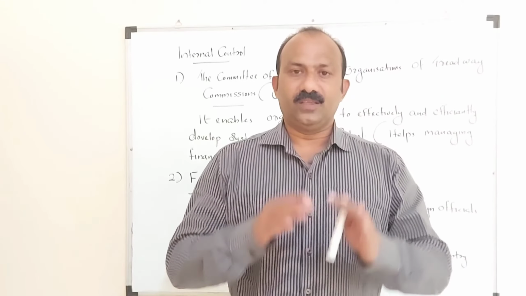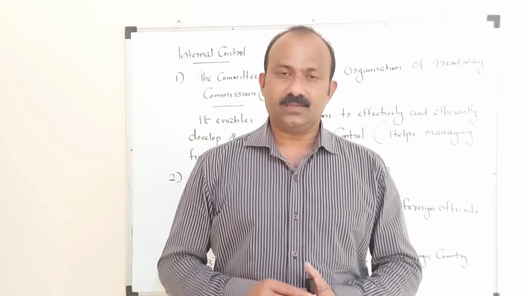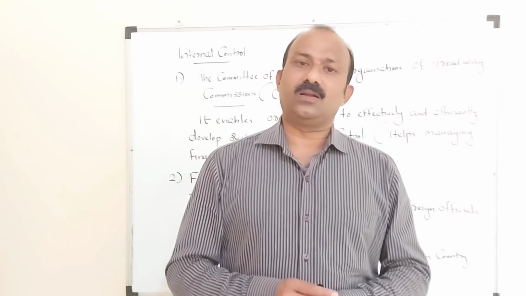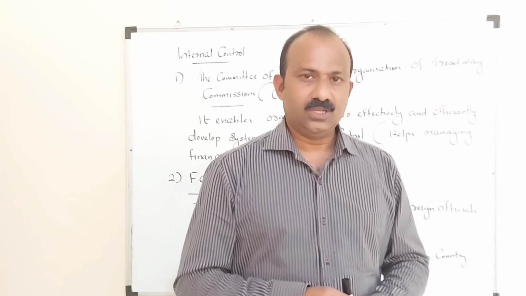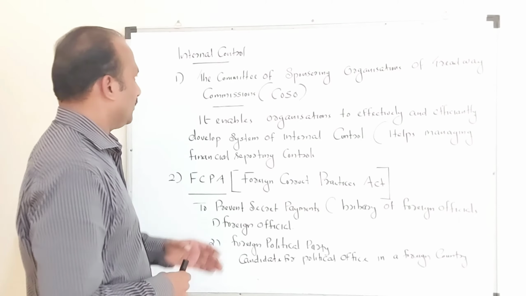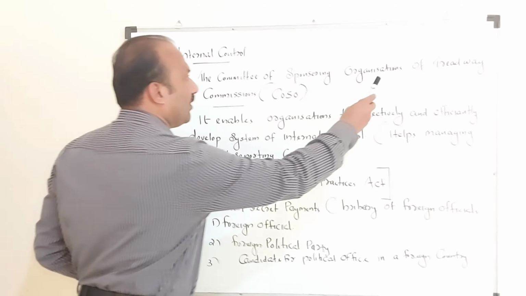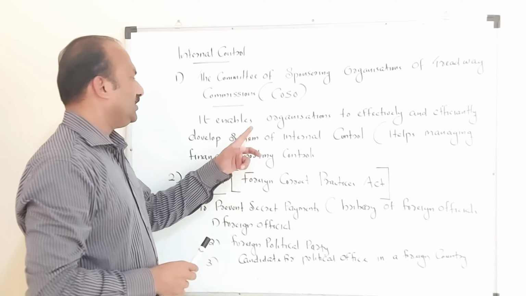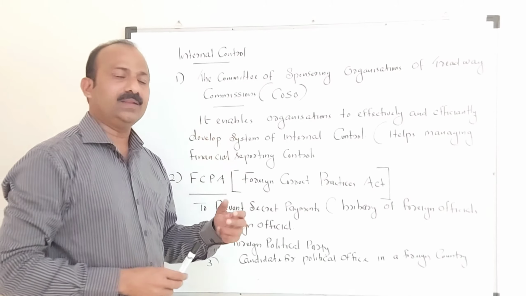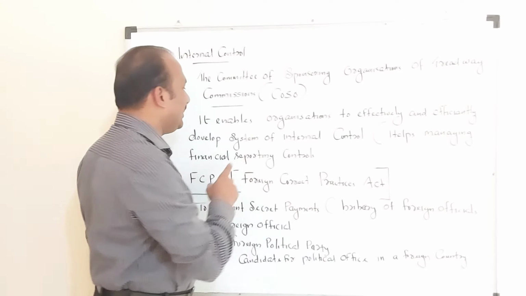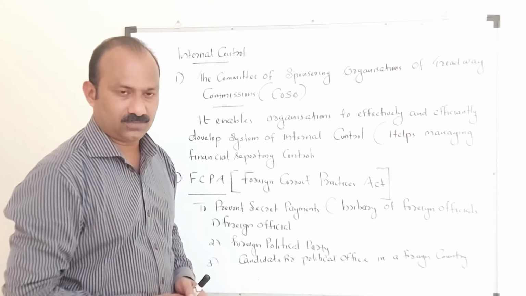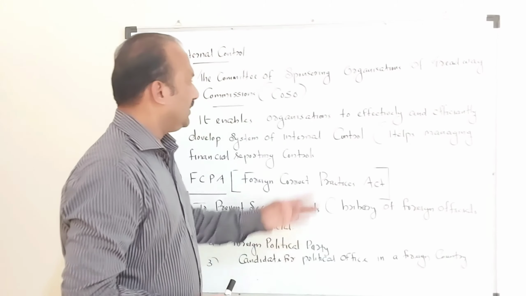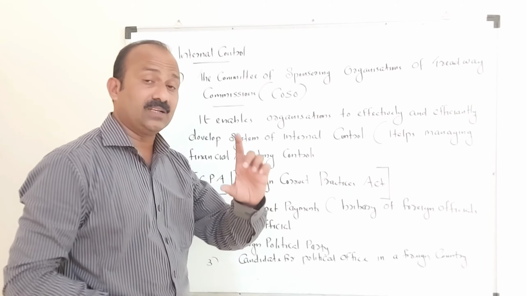We know that if a proper internal controlling system is there, it will minimize the risk. It will reduce the fraud which can happen in an organization. So for an effective internal controlling system, we have the Committee of Sponsoring Organizations of the Treadway Commission. We can call this COSO. What they are doing is enabling, or helping, to efficiently and effectively develop a system of internal control. How can we develop a proper internal controlling system for an organization? It can be developed effectively and efficiently.